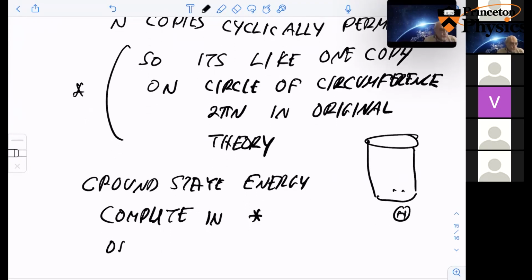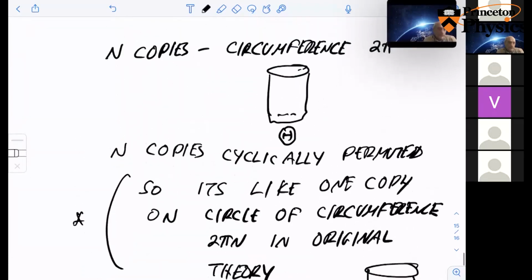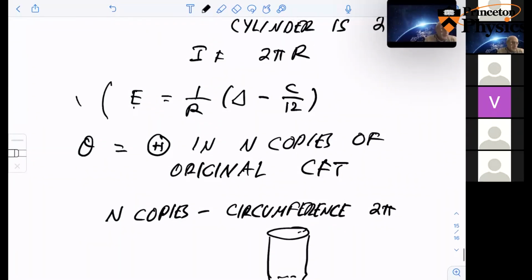So that means we use the original C and we can use delta equals 0. In the original theory, the circle has n times the circumference, but there's no operator inserted. Theta was just permuting the n copies, so when we go to the n-fold cover, there's no operator there anymore. It's like the identity operator with delta 0. And we can also use the original C, but we have to remember that the circumference is n times bigger. So we have to use this formula.